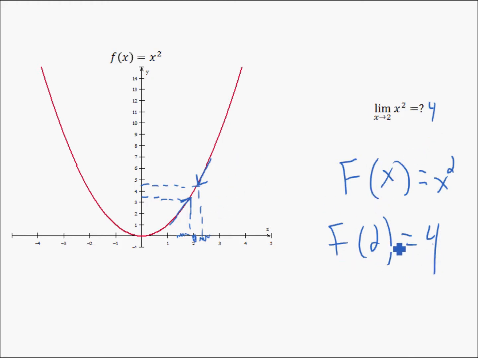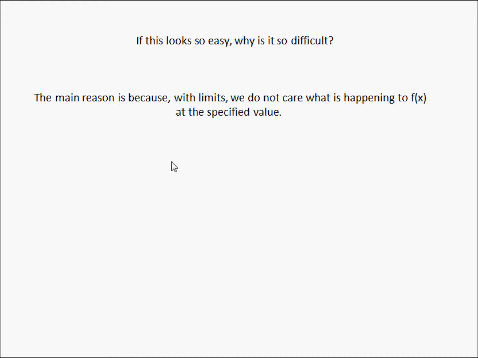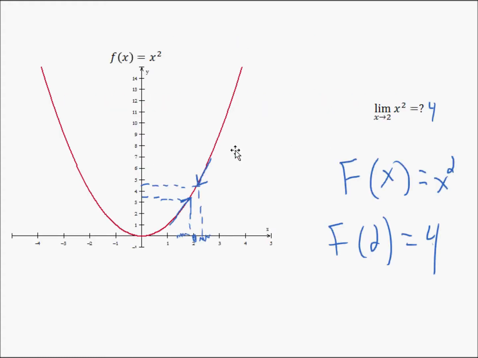I mean, it helps us out to solve the limit, but it doesn't matter if that happens or not. We care about what's happening as x approaches 2. So, if it looks so easy, why is it so difficult? Well, the main reason is that with limits, we don't care what's happening at f of x at that specified value. Like I said with that x squared version, we don't care what's happening at 2.